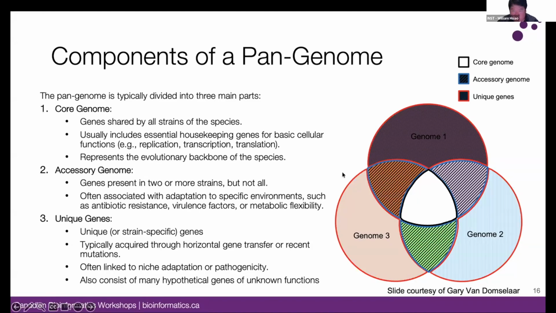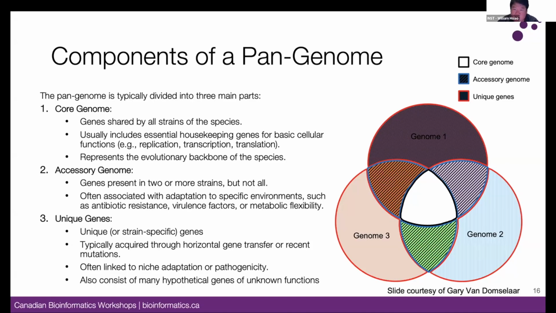And then you have the accessory genome, which are genes that are present in two or more strains, but not in all strains, and they can be acquired through horizontal gene transfer in the past and propagated down a lineage, right? So they often associate with adaptation to specific environment and things like antibiotic resistance, virulence factors, or increasing the metabolic flexibility of the species as a whole and of that particular lineage that have these accessory genomes.